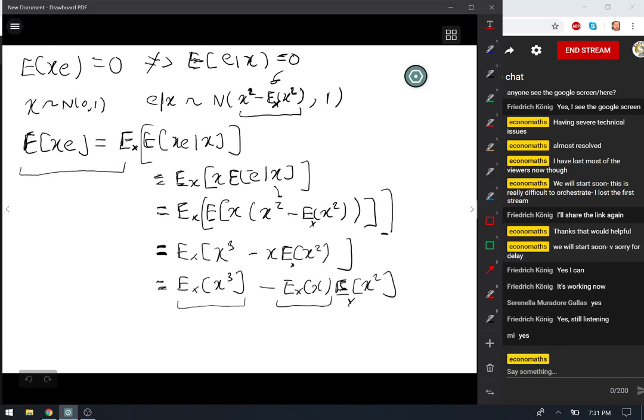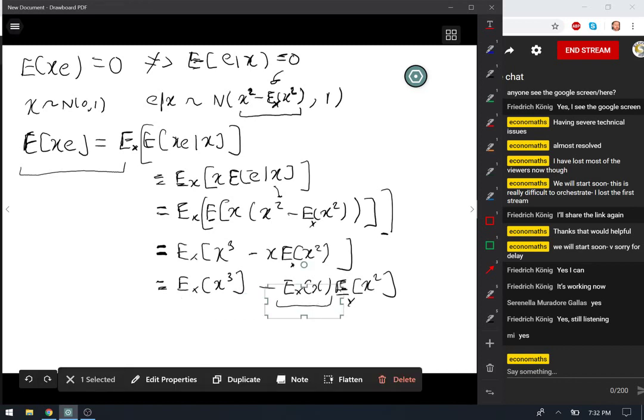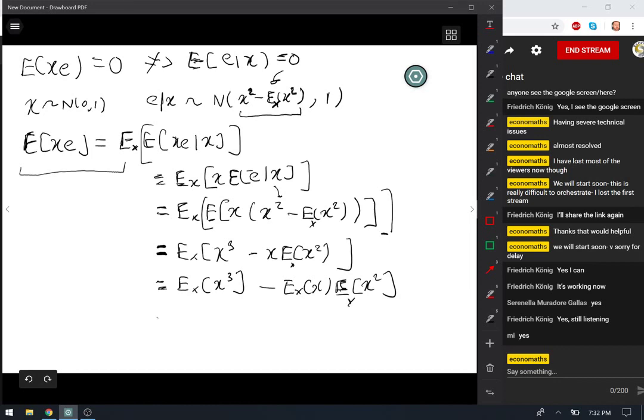So E of x cubed can be not, because obviously x cubed for positive x is positive and x cubed for negative x is negative. And if it's got mean not and it's a symmetric distribution, then what we can show is that the average of this x cubed is not. So for any mean not symmetric distribution of x, we can show this result, and this will equal not.